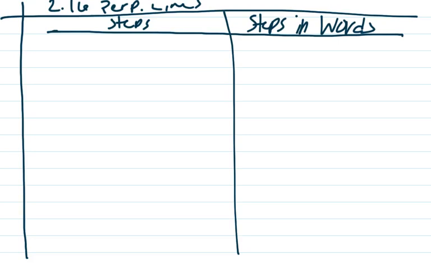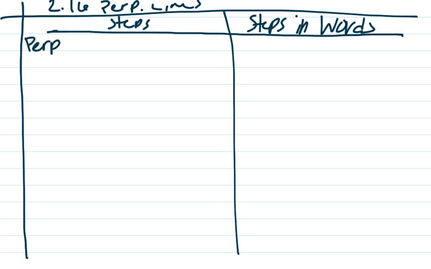This is lesson 2.16, writing equations of perpendicular lines. If you haven't watched parallel lines, make sure you go back and do that one. Perpendicular lines, the steps are exactly the same, but it's a little bit harder because we have to change the slope. Remember, perpendicular lines have opposite reciprocal slopes, and that means we change the sign of the slope and flip the fraction. So let's go ahead and start.